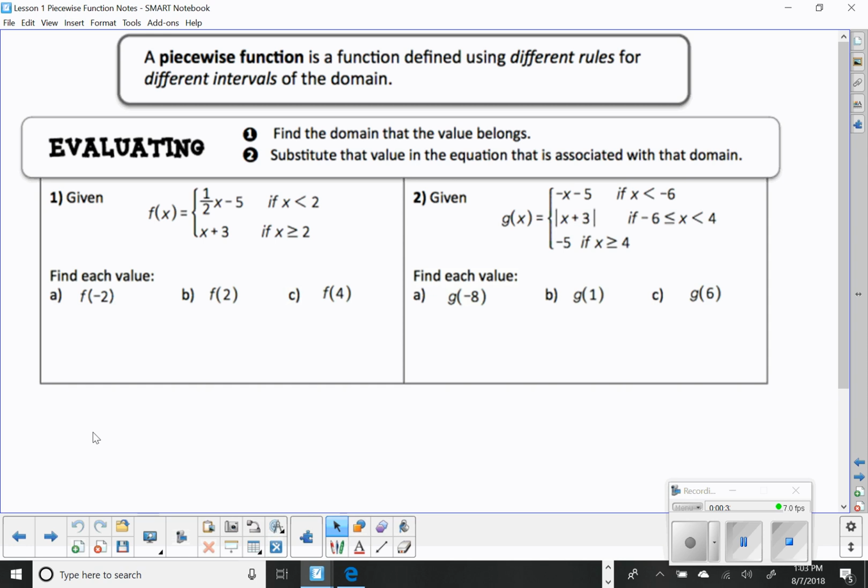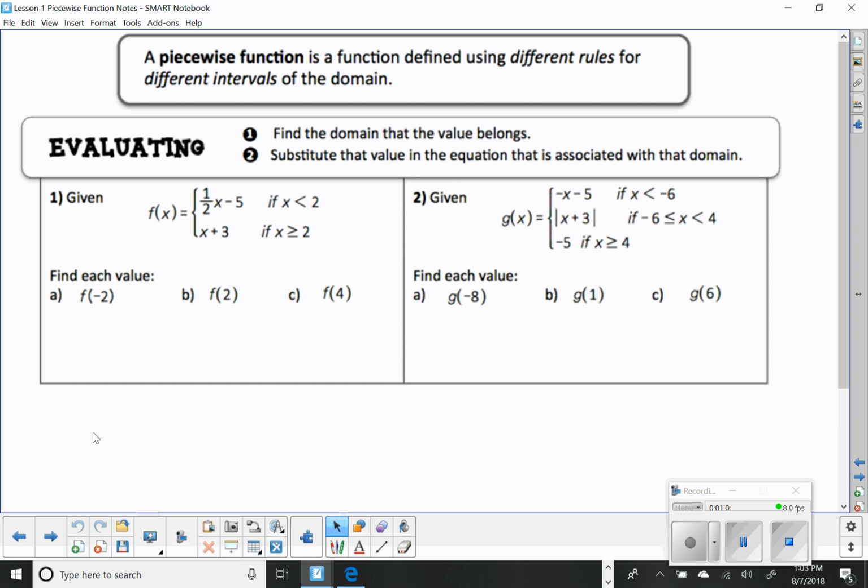This is sort of like if you go to a movie theater, and if you are under 12, you get in for a child's ticket price. If you're 12 up to, say, 60, you get in for the normal price. If you're over 60, then you get in for a senior citizen discount. So you've got to find the domain. The price differs based on the input age. So with a piecewise function, the function used to evaluate for the output changes based on the input.